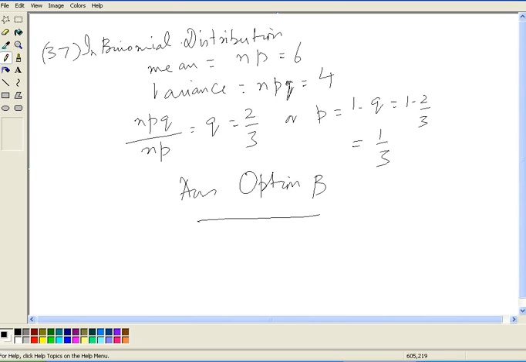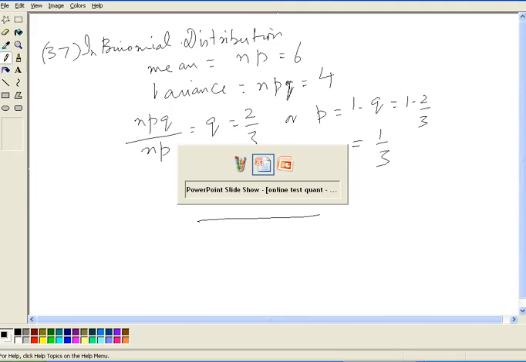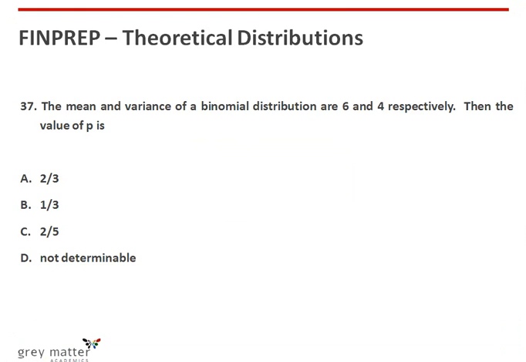Therefore p is equal to 1 minus q, so the probability of success is 1 by 3. So the answer is option B. Going to our PowerPoint presentation, it is option B, which says 1 by 3.